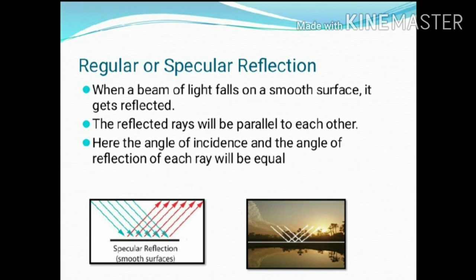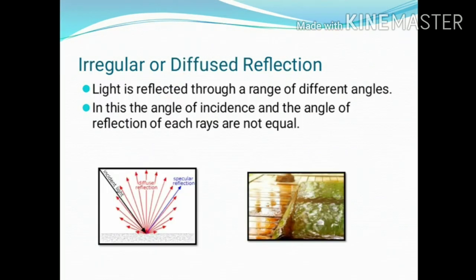Regular or specular reflection. When a beam of light falls on a smooth surface, it gets reflected. So the reflected rays will be parallel to each other. Here, the angle of incidence and the angle of reflection of each ray will be equal. So only on a shining surface will regular reflection take place.